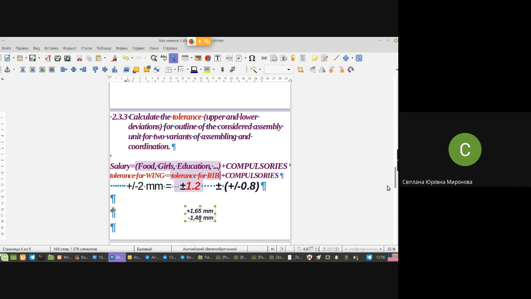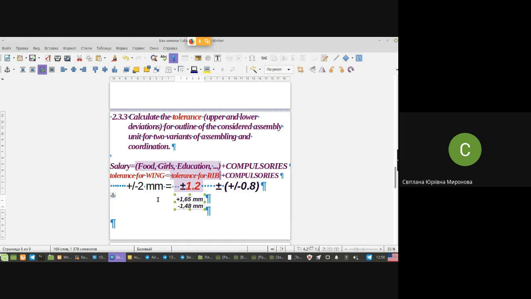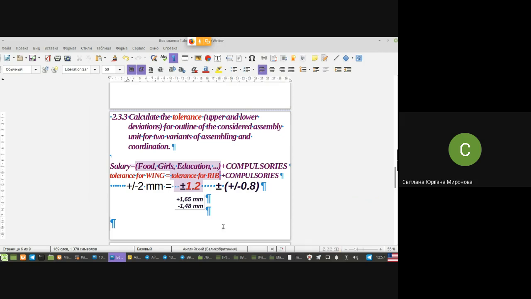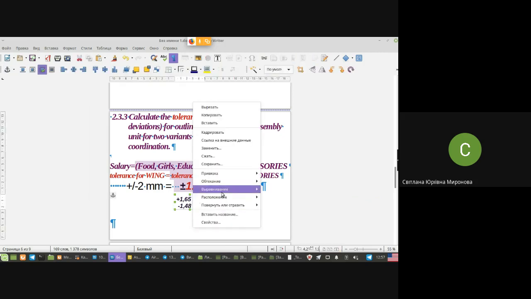And what we had as a result? Look. Tolerance limits of designer plus minus 0.2. Oh, plus minus 1.2. And what have we done finally?